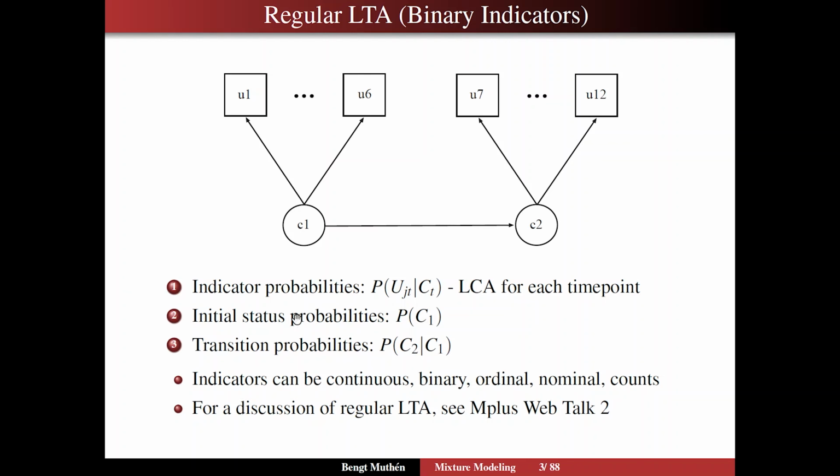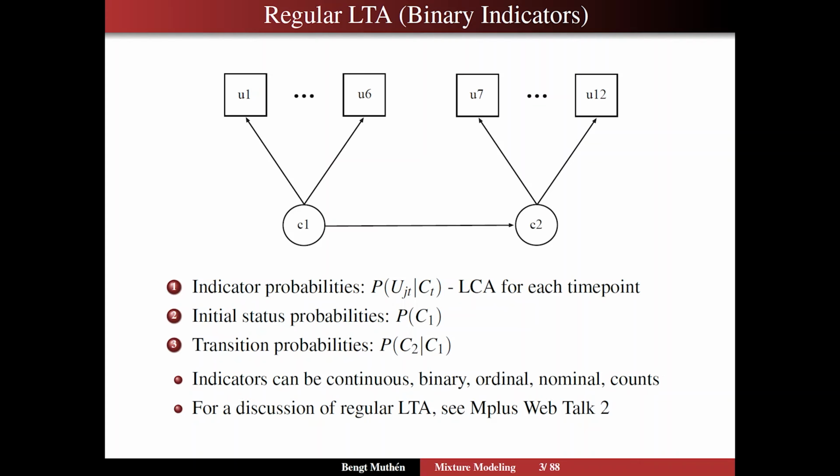Second, we have initial status probabilities, the probabilities of C1 here at the first time point. And then third, we have transition probabilities, that is, probabilities of C2 classes given that we are in a certain C1 class. Now the indicators here can be of many different kinds: continuous, binary as we just talked about, ordered categorical, that is ordinal, or unordered categorical, that is nominal, or counts, or any combination of those.